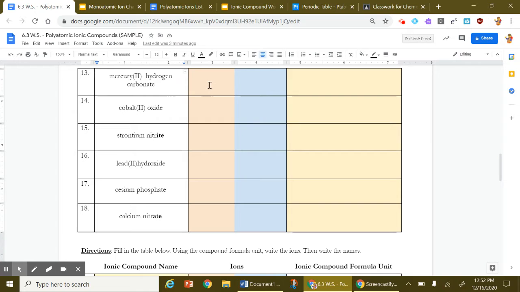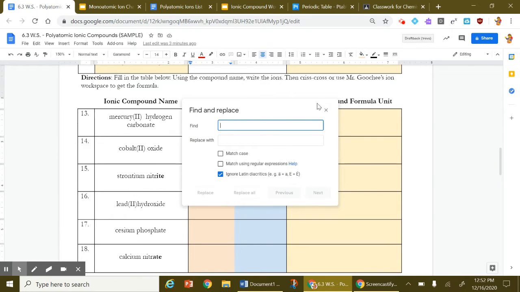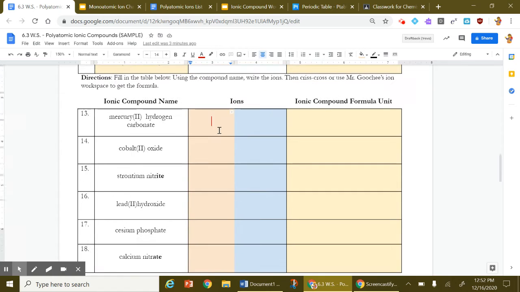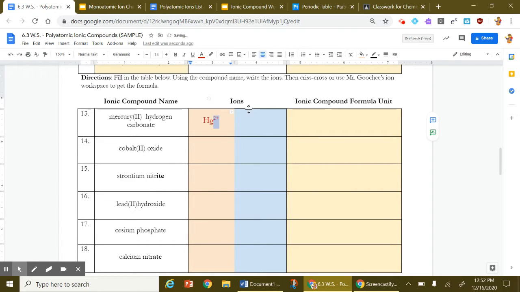All right, now what are the ions involved here? Mercury is Hg. And if it's mercury 2, well, guess what? It has a 2 plus charge, all right? It's one of those metals that we have to identify its charge. So there we go. It tells us the charge. Format, text, superscript.